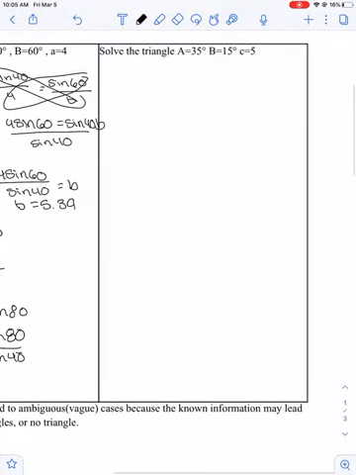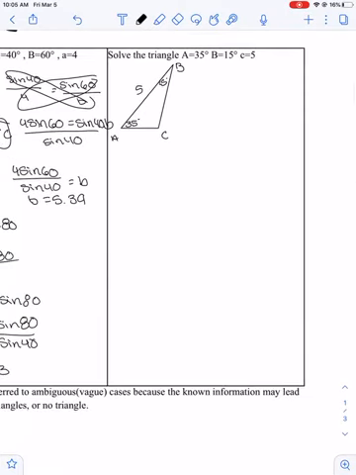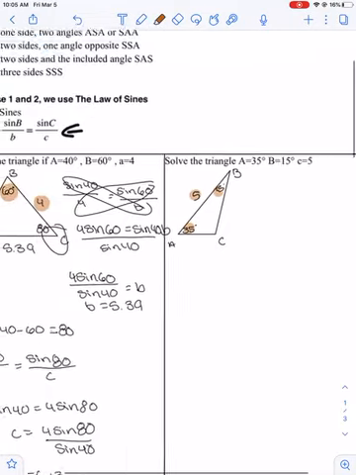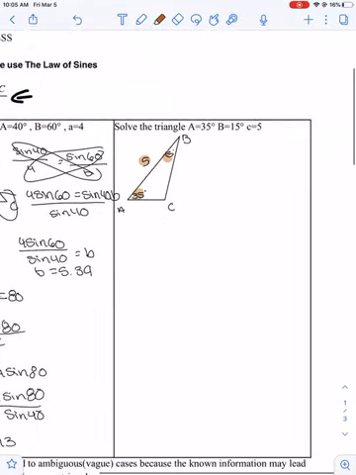Alright, next we have solve the triangle ABC. So first I'm going to again draw a triangle ABC. This is A, B, C. Angle A is 35 degrees, B is 15 degrees, and side c is 5. This is an angle side angle, which falls into case 1.